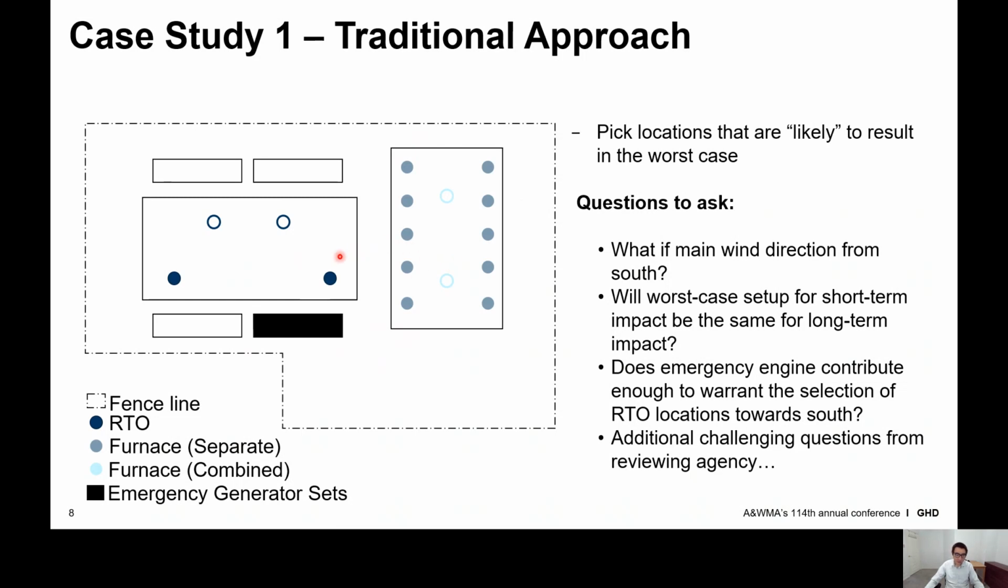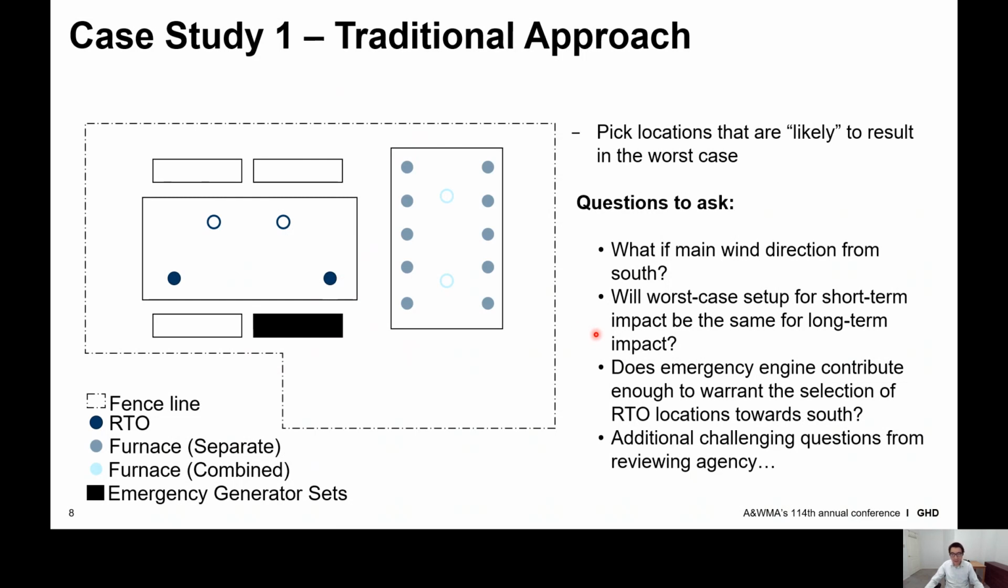So conceptually it might result in a worst case model, considering all the sources are clustered together and close to the boundary. But do we have 100% confidence this really is the worst case? Some questions to ask: what if the wind direction is from the south? In that case, the worst case impacts may be on the north end of the boundary instead of the south. That way, the worst case configuration could be the engines moving up, and using these 2 locations for the RTOs instead of these 2.